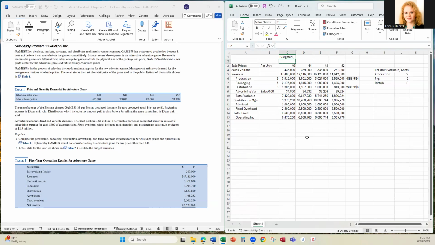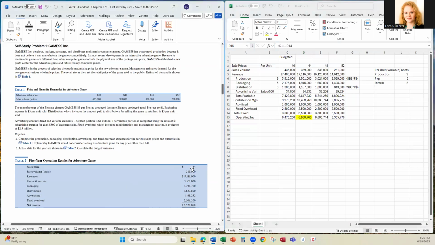Now, the question they're asking here is why would they not consider selling it for any price other than $44? Well, because when we look at these variable ranges that they have here, that's obviously the one that has the highest income out of the four. So that's the one that we would want to look at. Now, they gave us this actual number here down below.